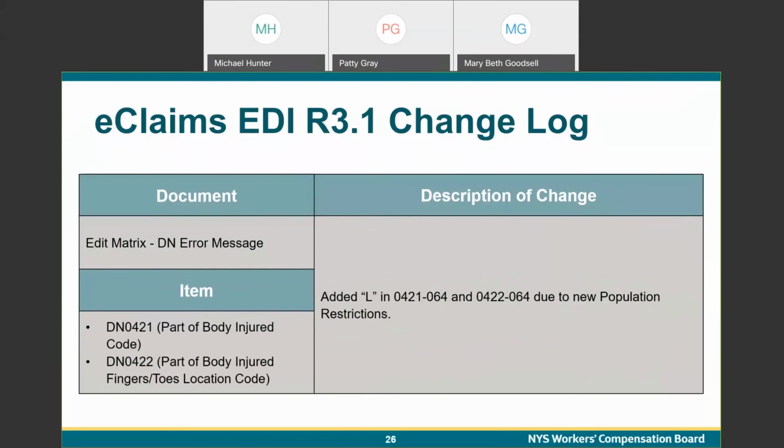For the edit matrix, the DN error message table, for DN421 part of body injured code, as well as DN422 part of body injured fingers, toes, location code, we added an L in 0421 with error 064, and under DN422, error R3.064, due to a new population restriction that was posted with our table changes last week.